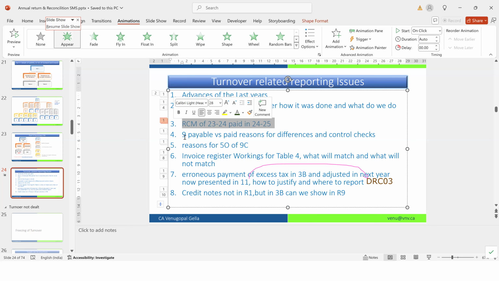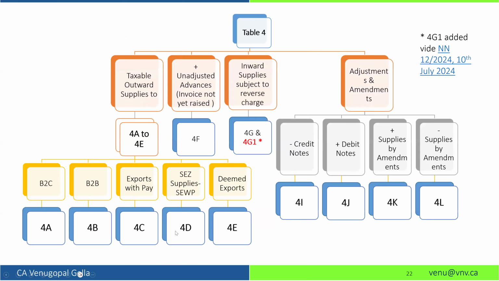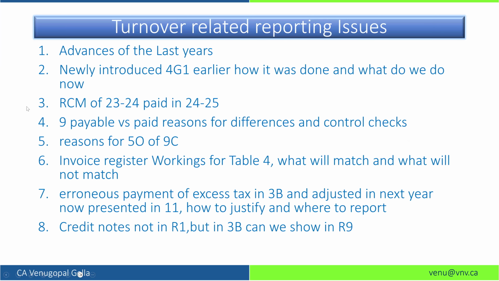Okay, let's go to the third issue. Third issue is RCM of 23-24 paid in 24-25. So we have paid the liability of 23-24 in the subsequent year. When we pay the liability in the subsequent year, how do we deal with this situation? So sir says it will not even come in GSTR 9 of 23-24. Any other view?